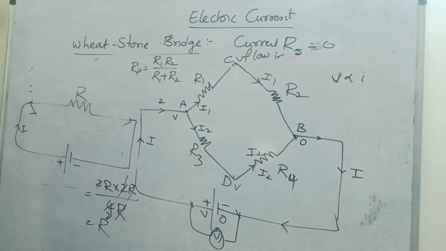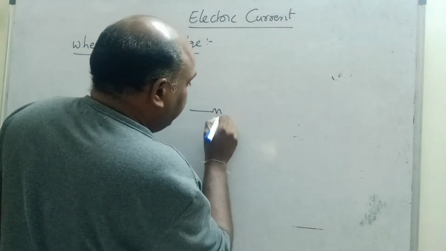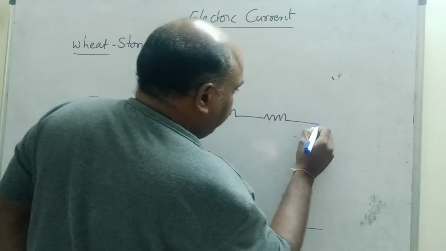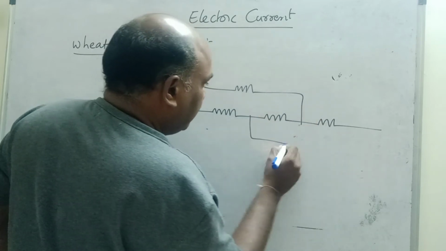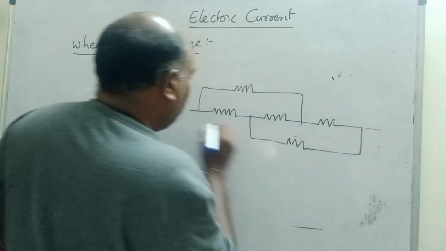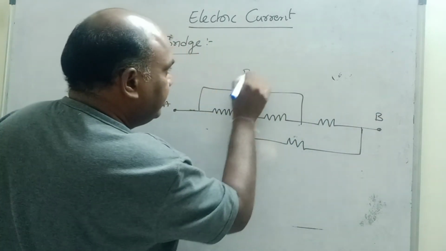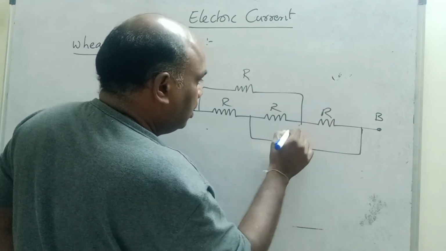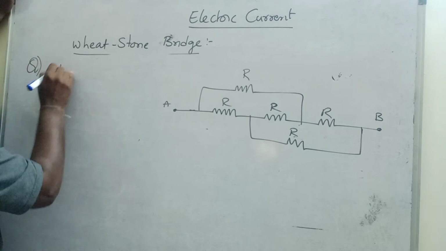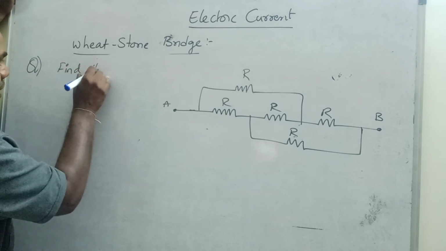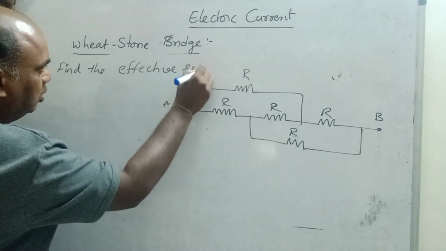One example we will see now. See children, this is one best example for Wheatstone bridge. Each resistor is R. Question is, find the effective resistance of the circuit.